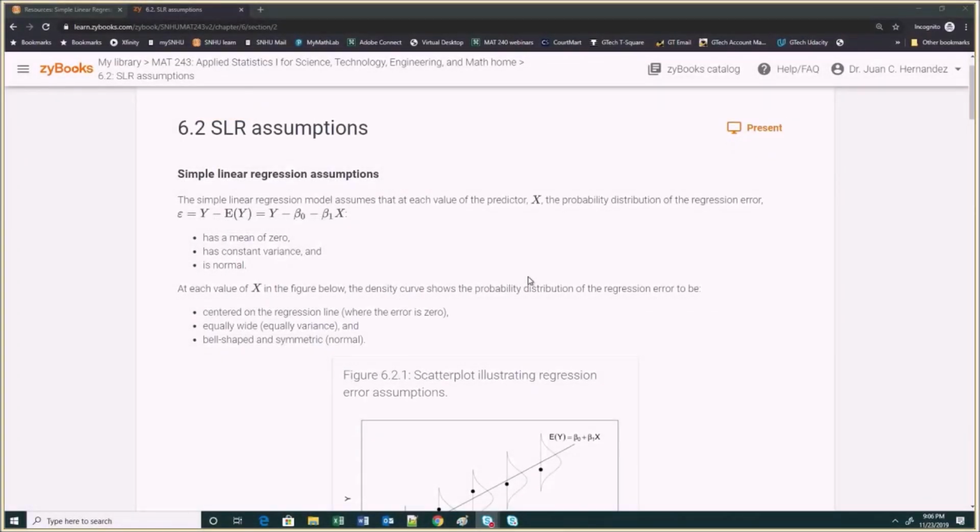Before we can create regression models, there are some assumptions about the model that we need to discuss. And this is also something that should be tested for all the models that we create. So here are some assumptions. The error term must have a mean of 0. The error term has constant variance, and the error term should follow a normal distribution.